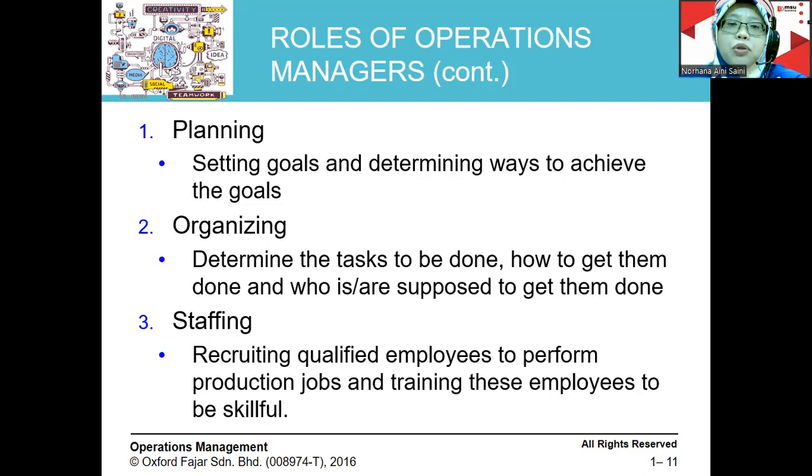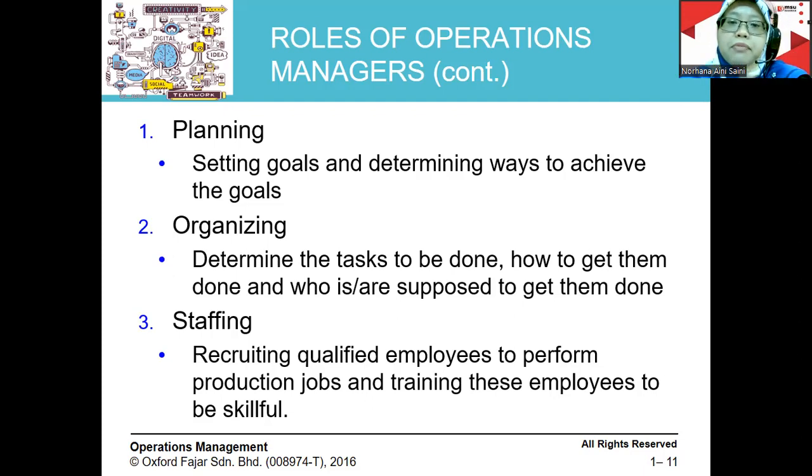Second, after you have a plan, you must have the organizing. So what is organizing? Determining the tasks to be done, how to get them done, and who is supposed to get them done. In other words, you need to make sure that whatever you have planned is on track. Why? Because you need to know how to produce the good. What are the tasks in order to produce the goods or services, and who are the personnel, the staff, responsible for producing the good. That will be under organizing.